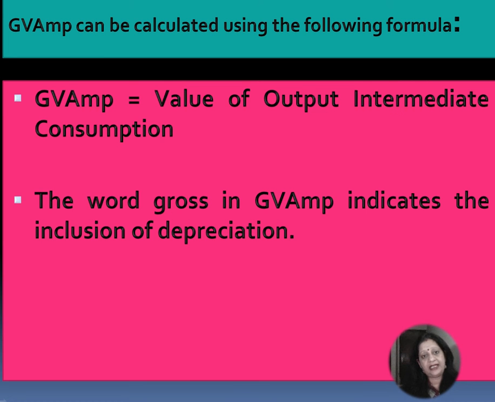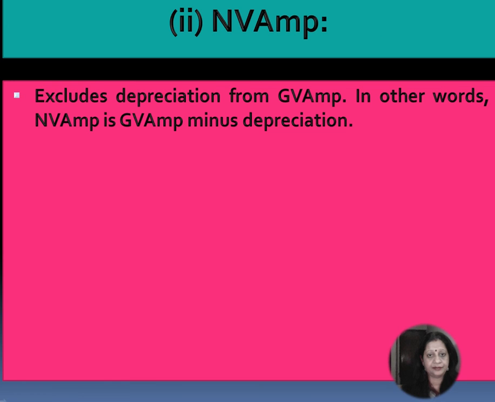GVA at market price can be calculated by using the following formula, that is GVAMP equals value of output minus intermediate consumption. The word gross in GVA indicates the inclusion of depreciation. Depreciation means loss in the value of assets. Now, NVA at market price excludes depreciation from GVAMP. In other words, NVAMP is GVAMP minus depreciation.